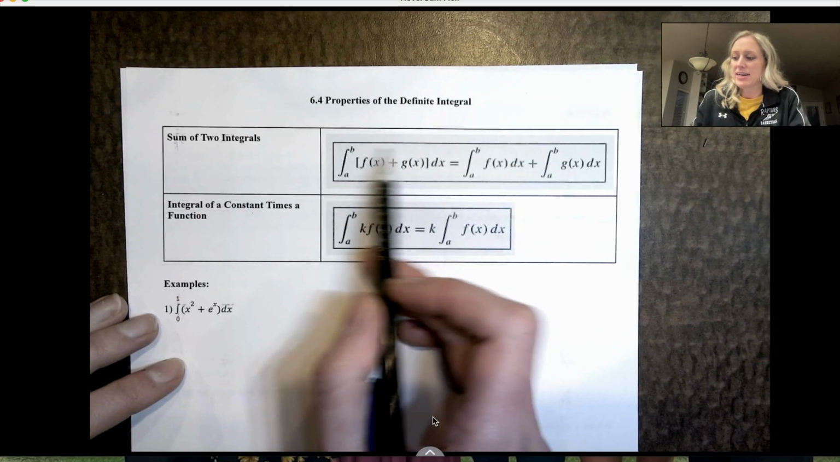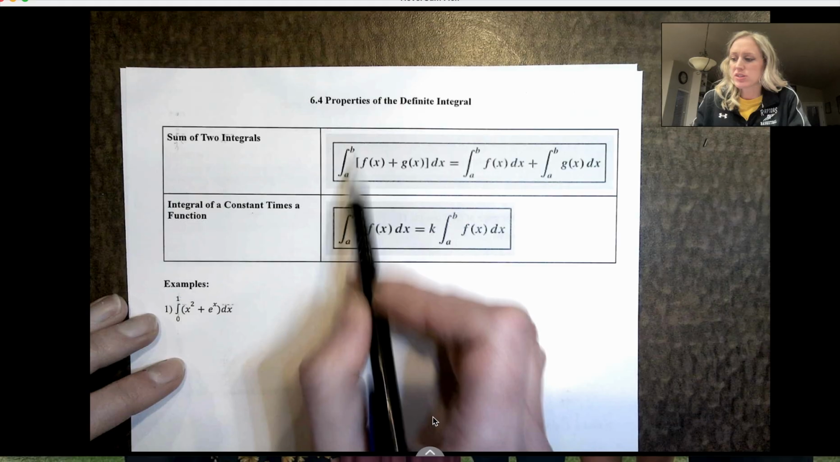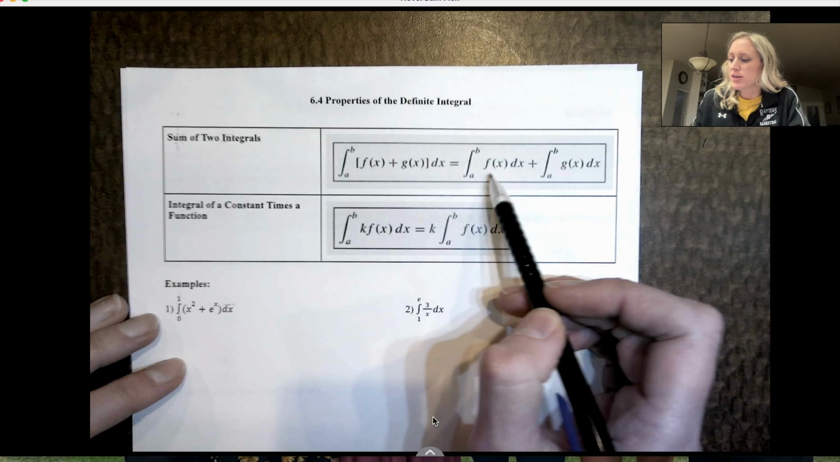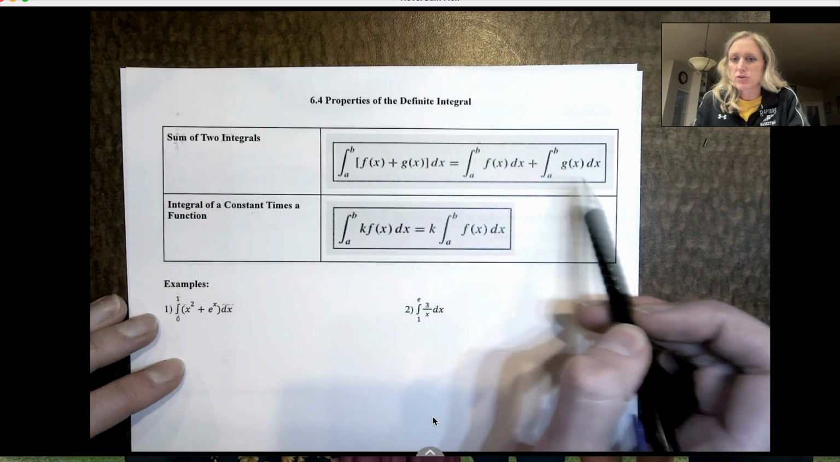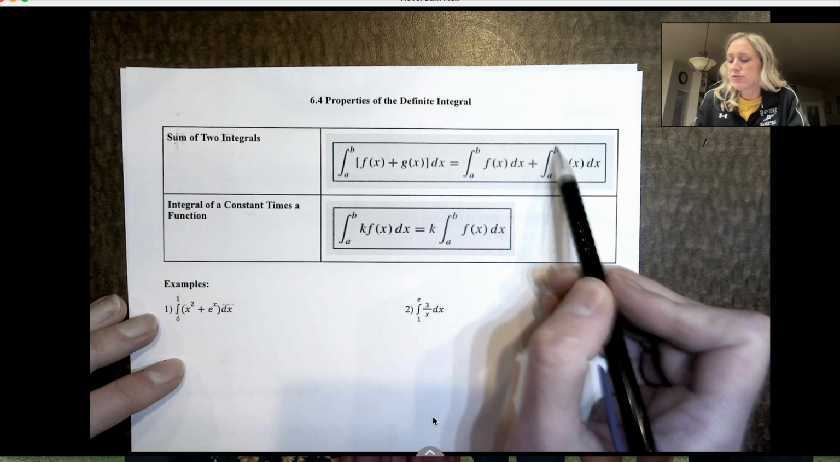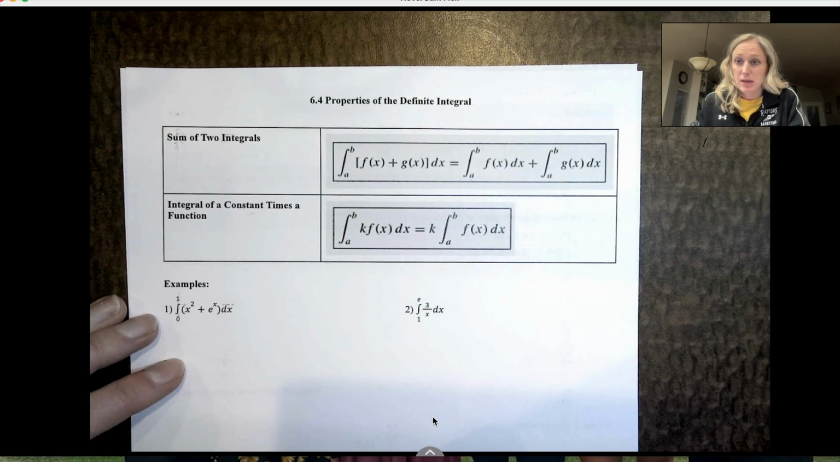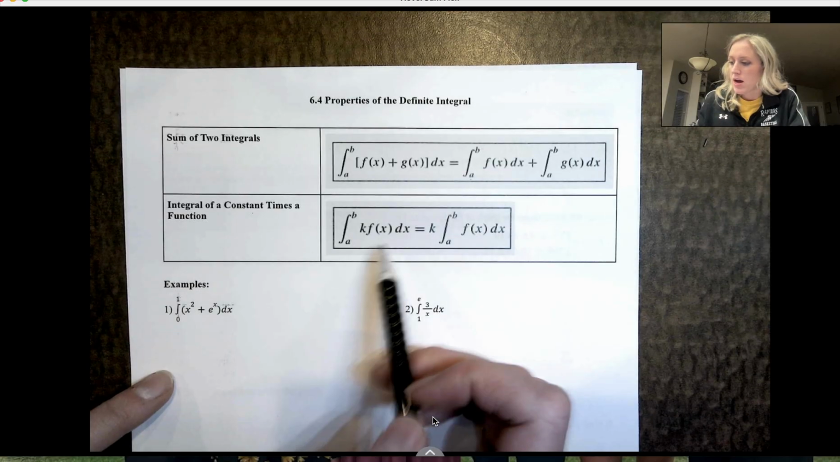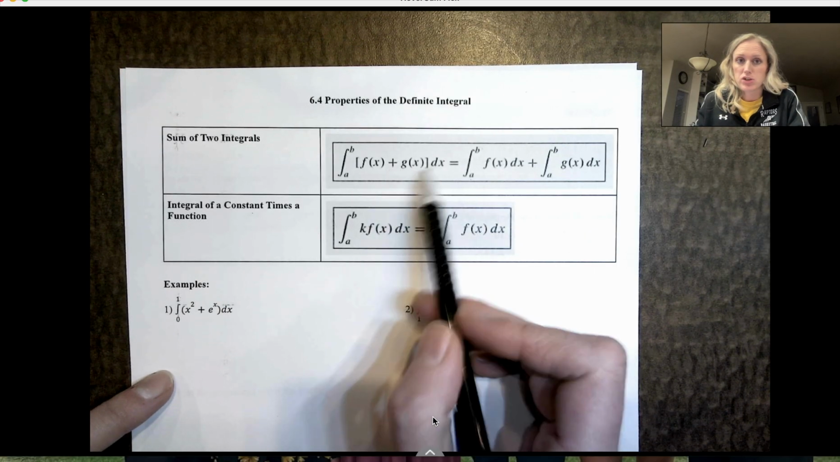When we are adding two functions and we're trying to integrate those, we can actually split it into two separate integrals using the same bounds, and we can evaluate them separately and then combine those. This works for subtraction as well, addition or subtraction.